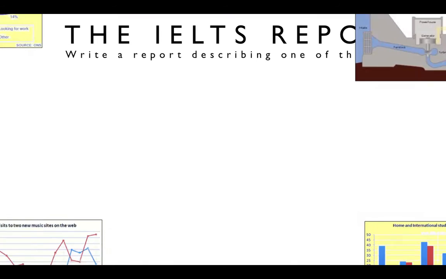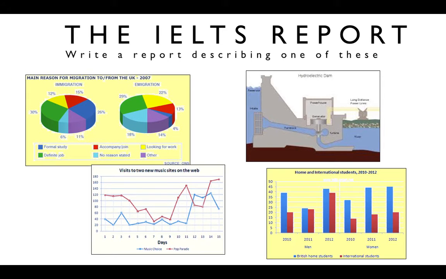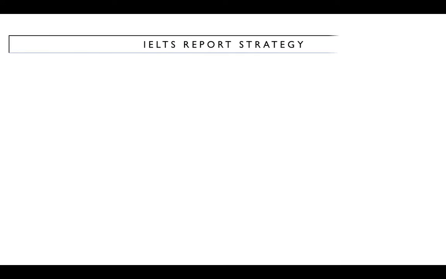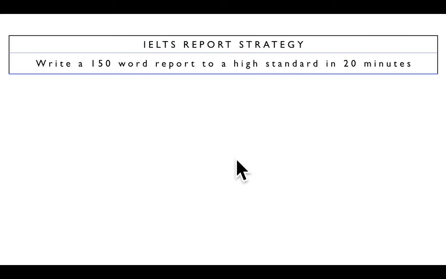As part of our academic focus here, we're going to look firstly at the IELTS report. The IELTS report includes having to write a report describing one of these: a pie chart, an infographic, a line graph, or indeed a combination of all four. The IELTS report strategy means that you have to write 150 words to a high standard in 20 minutes.